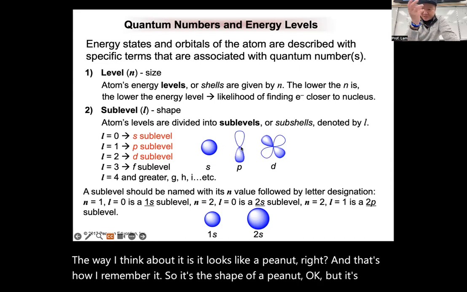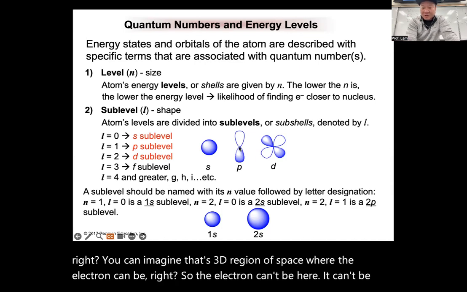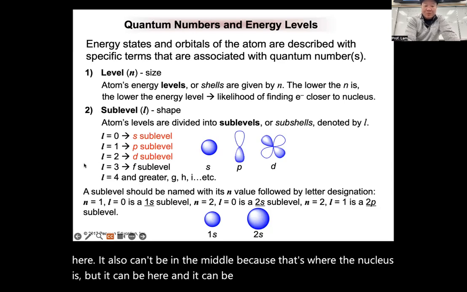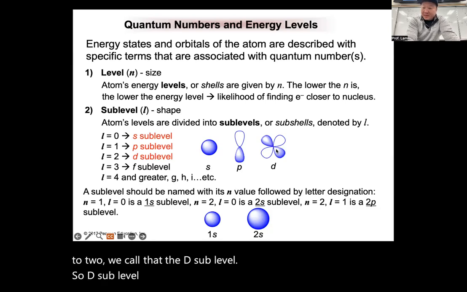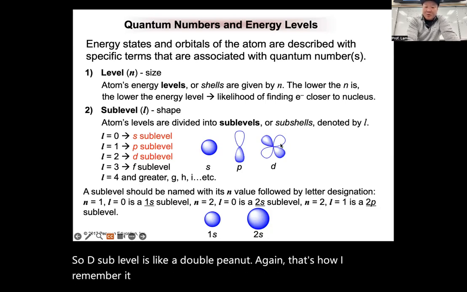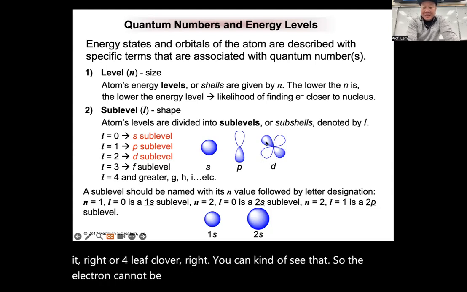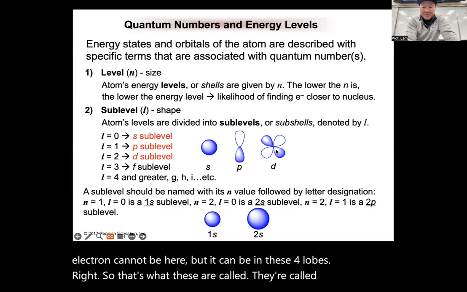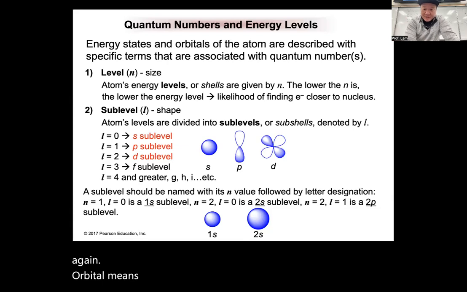But it's 3D, right? You can imagine that's a 3D region of space where the electron can be, right? So the electron can't be here, it can't be here. It also can't be in the middle because that's where the nucleus is. But it can be here and it can be here, okay? Then when L is equal to 2, we call that the D sublevel. Okay? So D sublevel is like a double peanut. Again, that's how I remember it, right? Or 4-leaf clover, right? You can kind of see that. So the electron cannot be here, here, here, but it can be in these 4 lobes, right? So that's what these are called. They're called lobes. So again, orbital means what? 3D region of space where the electron can probably be found, right?